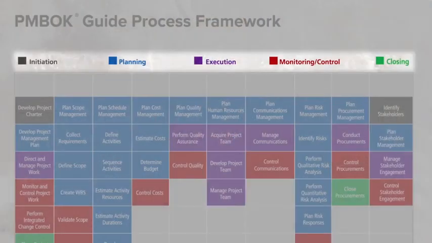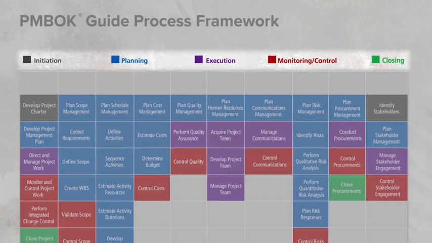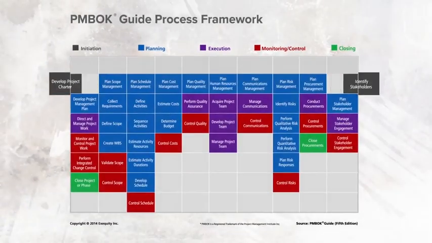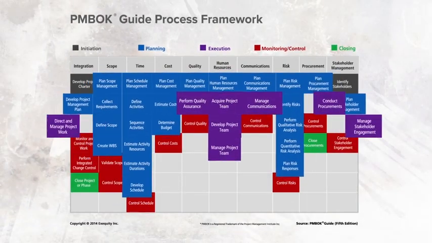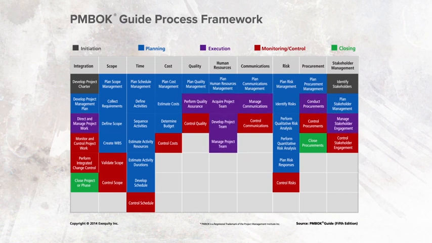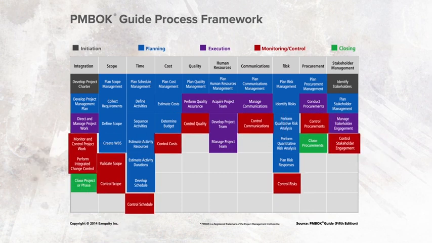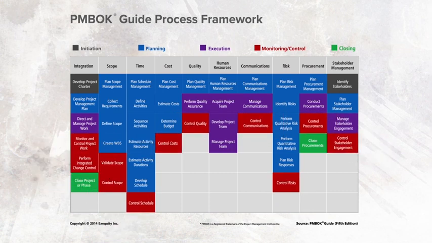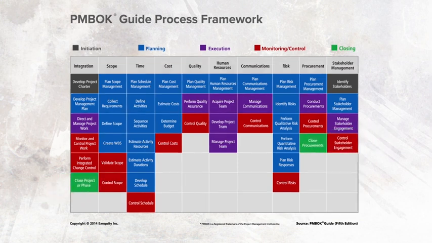So you can think of these 5 colors as essentially how we as human beings get things done. We initiate, we plan, we execute, we plan a little more, execute a little more, and so on. And while we are planning and executing, we're monitoring and controlling. And finally, at the end, we're closing. So those are the 5 colors you see.